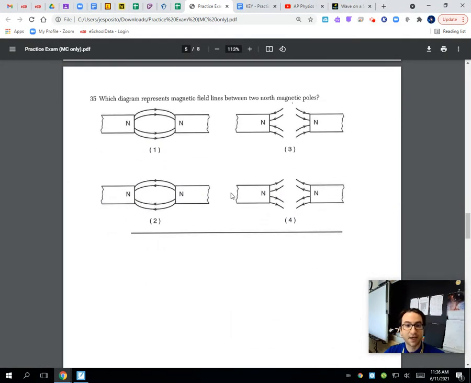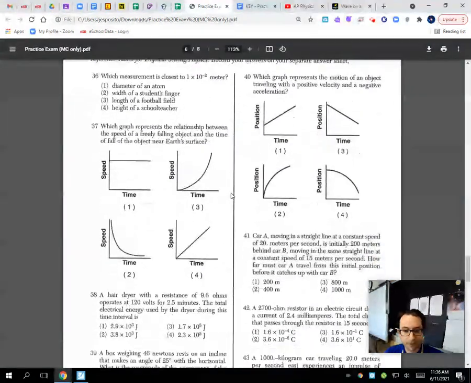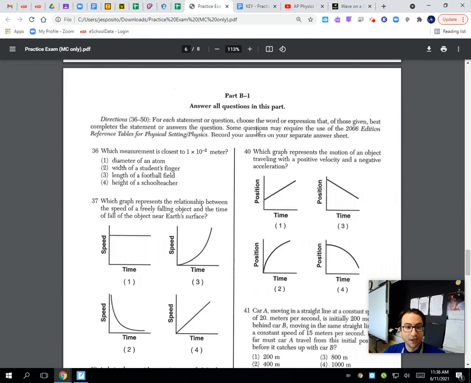Number 35 is a magnetism question. We will skip that. Now, next page of the exam says part B. These questions are still multiple choice, but they might be a little bit tougher, maybe multi-step.